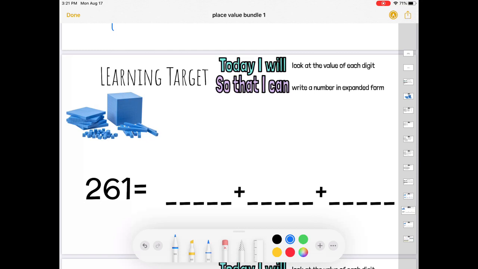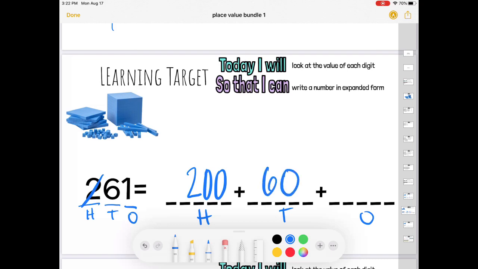We're going to do another one. So we are going to look at 261. So my hundreds, my tens, my ones. I have 200s. Now I can't just write a 2 there because it is worth 200, not just 2. Now I'm going to do my 10 spot. I have 6 tens. I know 6 tens is 60. And in my ones, I just have 1. So 200 plus 60 plus 1 equals 261.